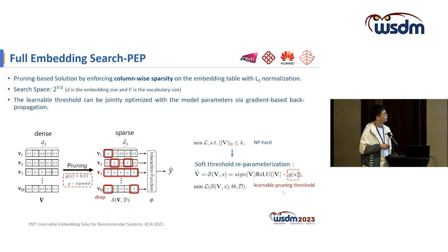However, the L0 normalization is NP-hard. So in order to achieve a similar purpose, PEP proposed a soft threshold reparameterization trick by introducing a learnable pruning threshold. When the absolute value of the embedding parameters is smaller than the threshold, the element's value can be set to zero. And the learnable parameters can be jointly optimized with the model parameters.